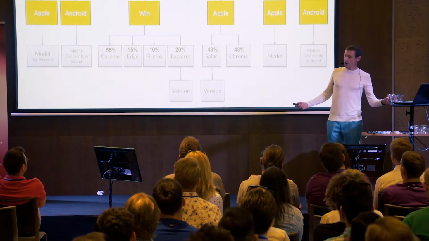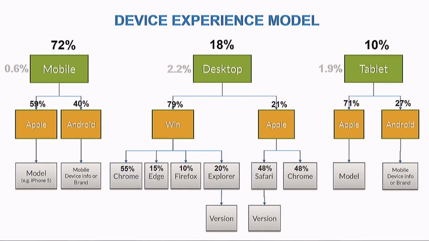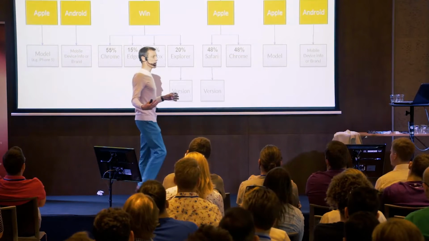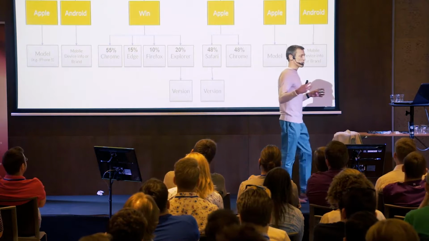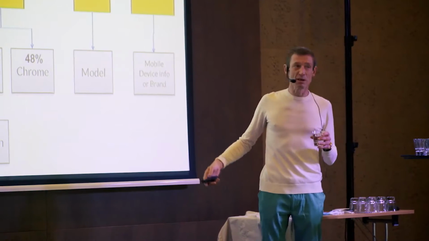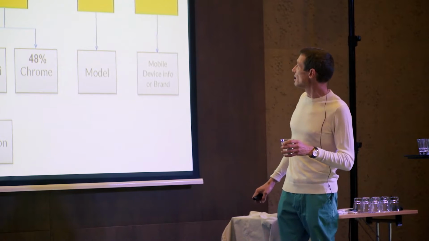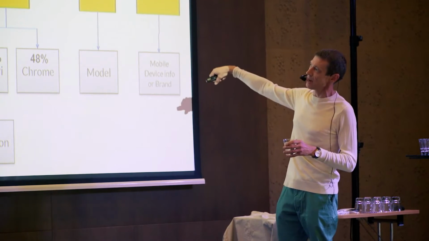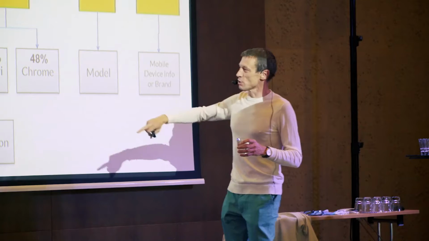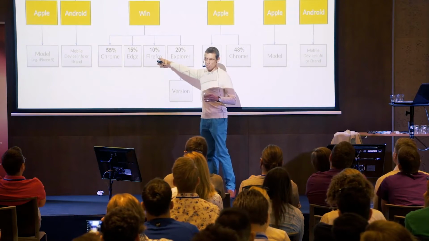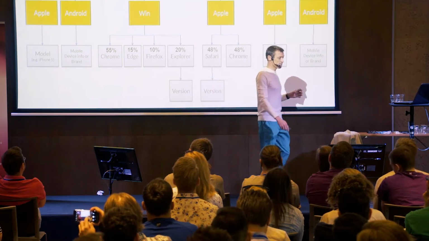So once you've gone through that exercise, you can take that diagram and show exactly what percentages are in the flow here. So 18% of all my traffic's desktop, and it converts at 2.2, and then 79% of that's Windows, and 55% of that is Chrome. That one diagram tells me what the major groups are in terms of device experiences that I need to care about. And I can immediately see, Android's really small on tablet, and there's only a tiny amount of Firefox, I may not have enough data there.